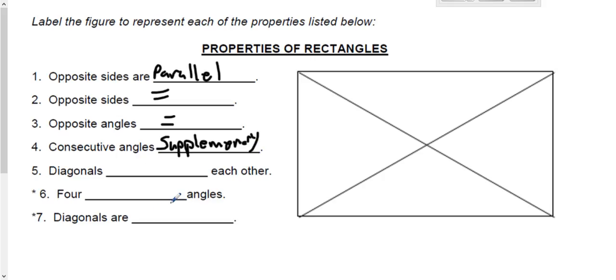Sorry about that, and here you do it better. Diagonals still bisect each other, cut each other in half. So those are all from being a parallelogram.